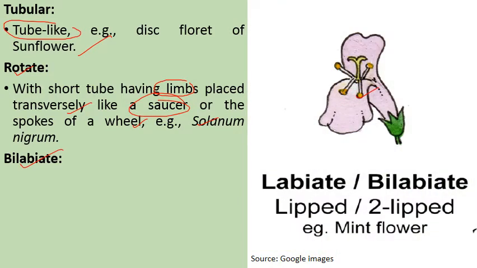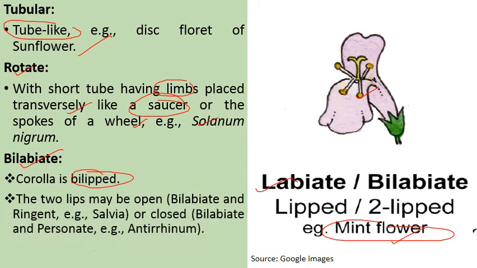Next comes bilabiate, meaning two-lipped structure of corolla. So this is the animated photograph. Labiate, bilabiate structure, two-lipped structure of mint flower. It is also found in Ocimum sanctum, which is the scientific name of Tulsi, then Salvia. So the corolla is bilipped. The two lips may be open, then ringent, for example in case of Salvia, or closed.